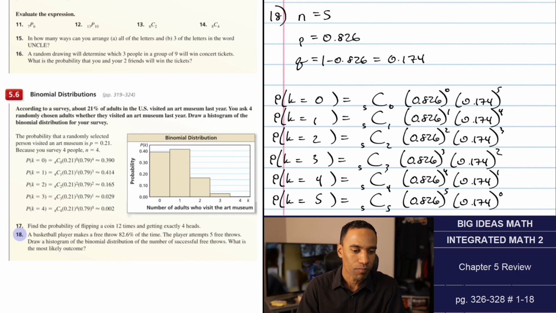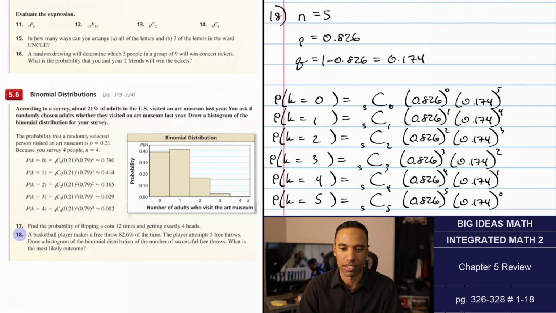All right. Now on my calculator, I can go even faster, and I intend to. So I'm going to do a formula where I do 5 choose x times 0.826 to that x power times 0.174 to the 5 minus x power.